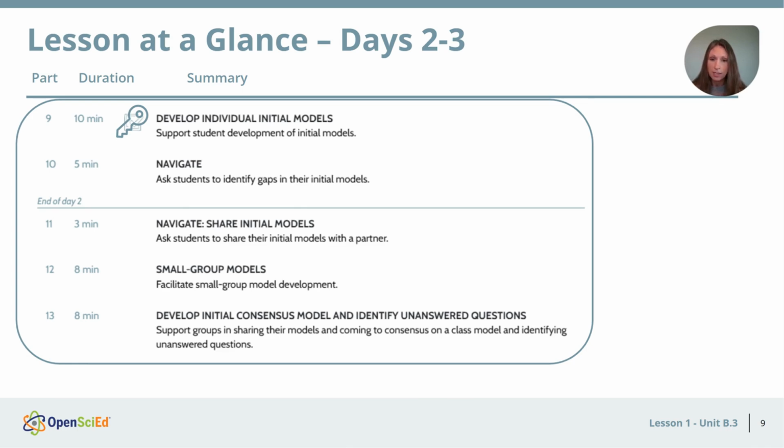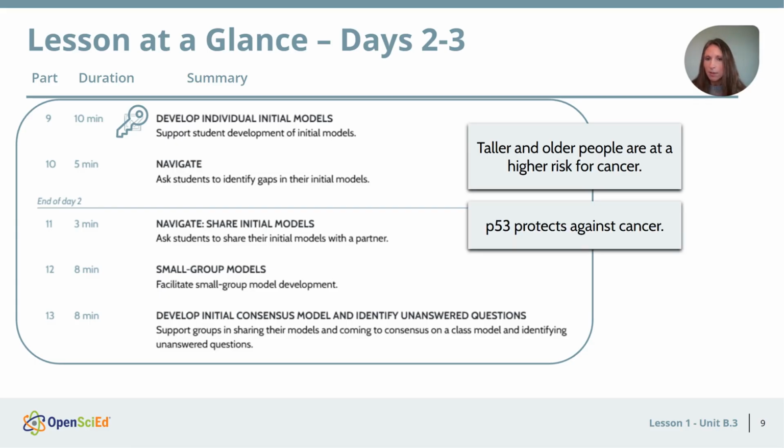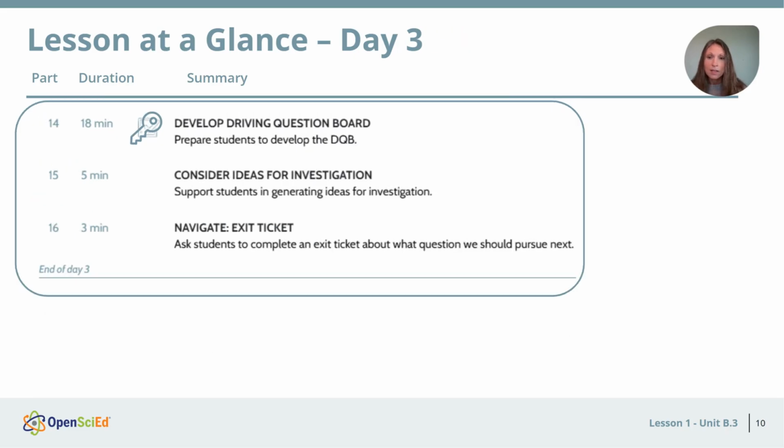In the second part of Lesson 1, students develop initial models individually and in small groups to explain who gets cancer and why. Then the class comes together to develop an initial class consensus model. These models tend to show taller and older people being the ones who are more likely to get cancer, and P53 somehow protecting against cancer. From all of this, we figure out that we have some ideas and a lot of unanswered questions about who gets cancer and why.